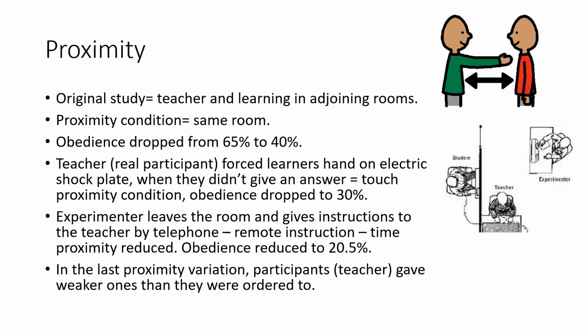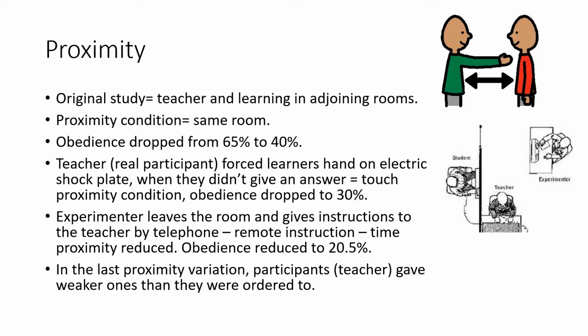So the first situational variable that we will look at is proximity. Now, what we mean by proximity is how close you are or what your distance is towards an authority figure who is giving an order to you. And so in terms of Milgram's study, we are looking at the closeness of the teacher and the learner. Now, in the original study, the teacher and the learner were in adjoining rooms. But when it comes to the proximity condition, they are both in the same room. And now when they're both in the same room, obedience levels drop from the baseline of 65% to 40%.